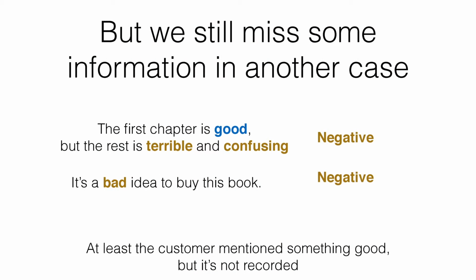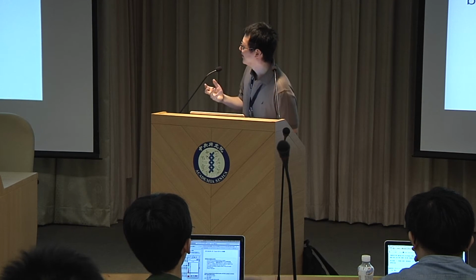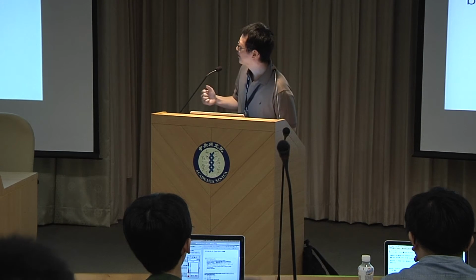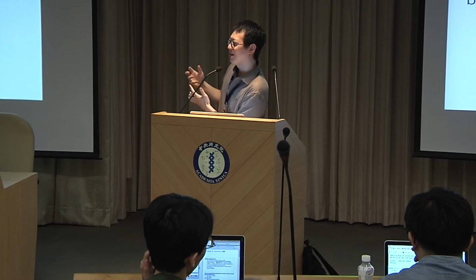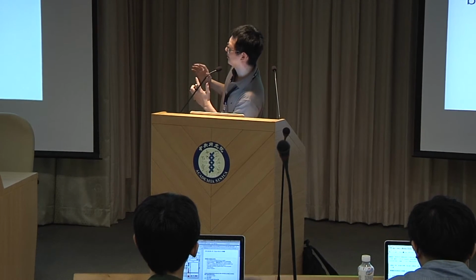But we still miss some information in another case. This case is: "The first chapter is good, but the rest is terrible and confusing. It's a bad idea to buy this book." It's a common review. If we separate it into 2 sentences, we find that the first one is negative, and the second one is still negative. But at least the customer mentioned something good. The customer mentioned that the first chapter is good, but our result doesn't contain that part. So is it possible to contain that?